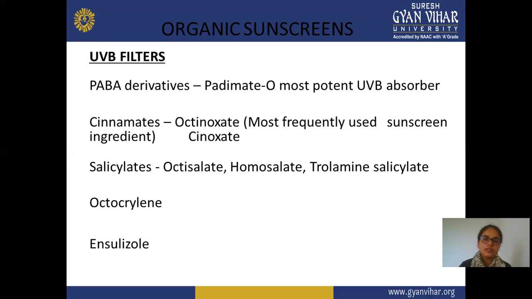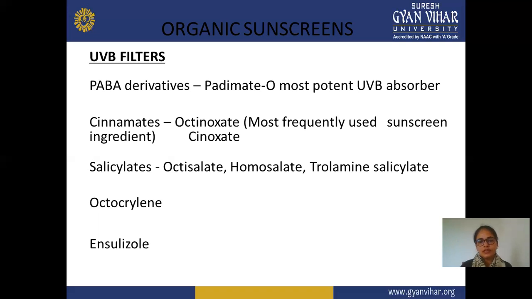Next is cinnamate. Cinnamate is another sunscreen, and it provides protection from UV light. In cinnamates, examples are octinoxate, the most frequently used sunscreen ingredient, and cinoxate. These are the two ingredients present in cinnamates. Next is salicylate. This is another sunscreen with different ingredients that protect from sunlight. In salicylates we have octisalate, homosalate, and trolamine salicylate. These are the common ingredients present in salicylate sunscreens.